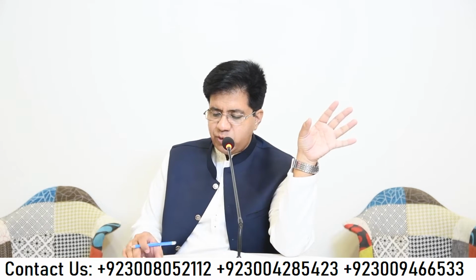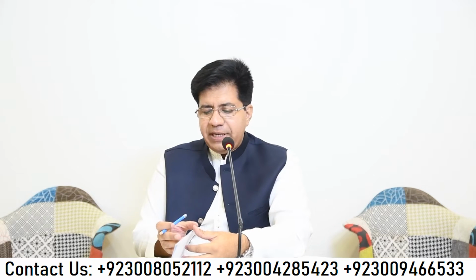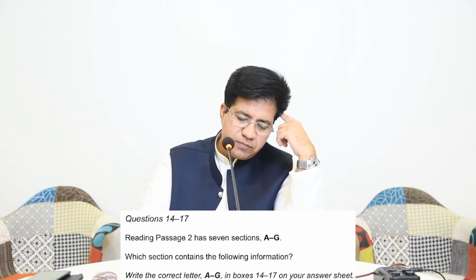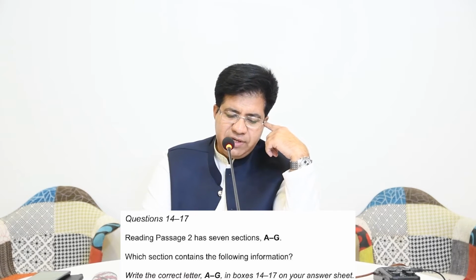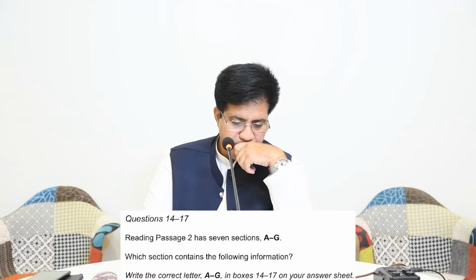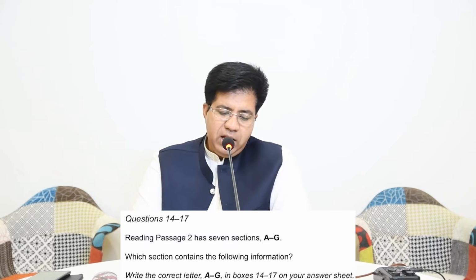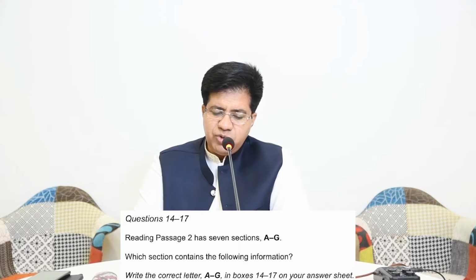Okay, now you see we are done with 18 to 22, and then we completed questions 23 to 26. So that means we are ready to do questions 14 to 17, and we are quite familiar with the passage as well. Questions 14 to 17. Reading passage 2 has 7 sections A to G. Which section contains the following information? All right, write the correct letter A to G in boxes 14 to 17 on your answer sheet.